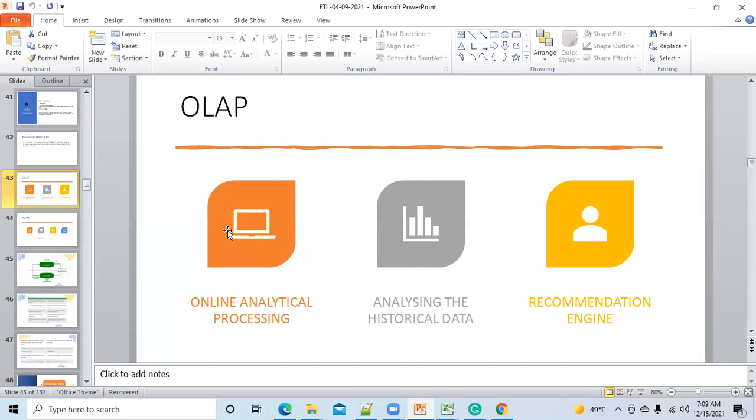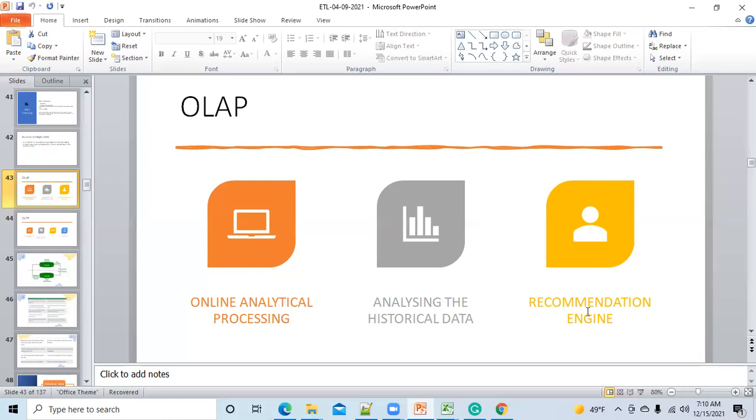Okay, so in your OLAP system you are working on historical data, loading it and analyzing it to understand the business trend, and that can help you to make policies accordingly. And a recommendation engine is one of the examples.